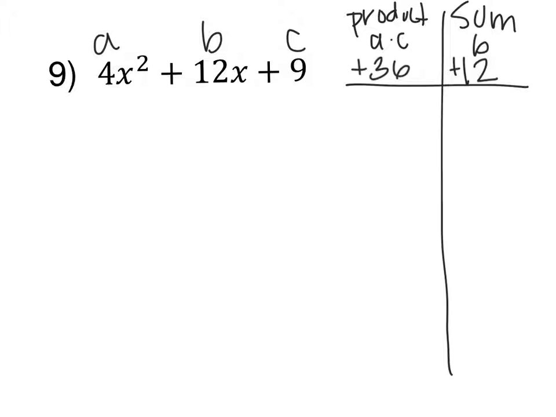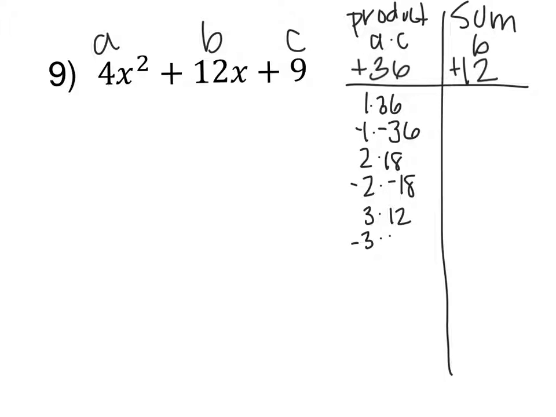Well, I've got a lot of stuff, and so I'm going to start with 1 and 36. They could both be positive, or they could both be negative. 2 and 18, again, they could both be positive or both be negative. 3 and 12, both positive or both negative. 4 times 9, or negative 4 times negative 9. And lastly, 6 times 6, or negative 6 times negative 6.